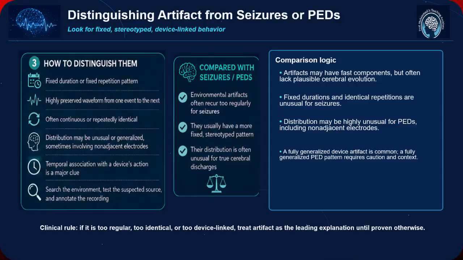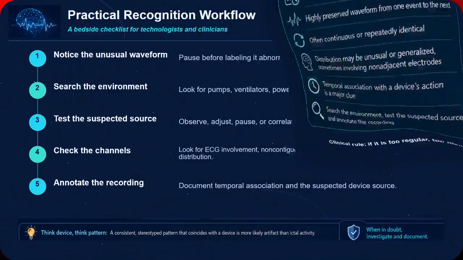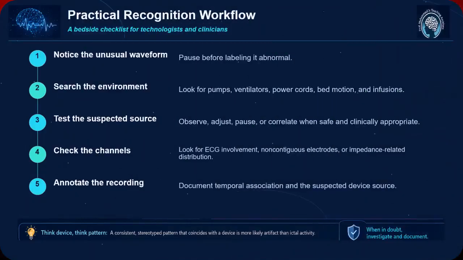They may also involve non-adjacent electrodes or show a distribution that does not fit a plausible cerebral field. When a pattern is too regular, too identical, or too device-linked, artifacts should remain the leading explanation until proven otherwise. A practical workflow helps avoid misinterpretation.